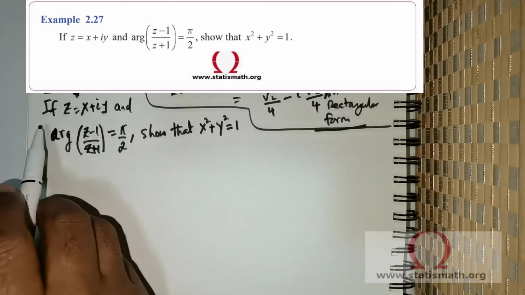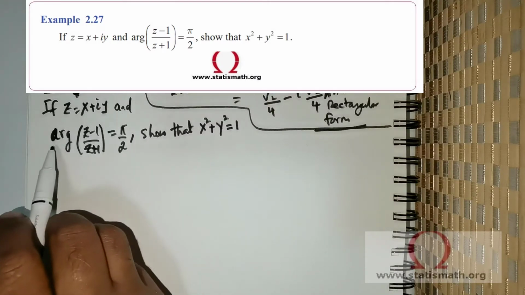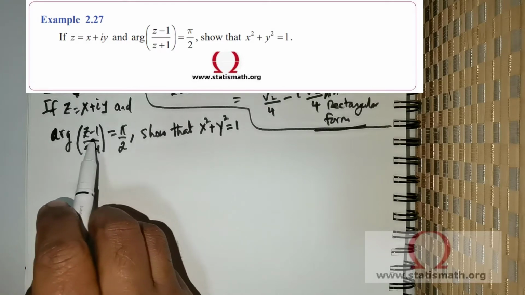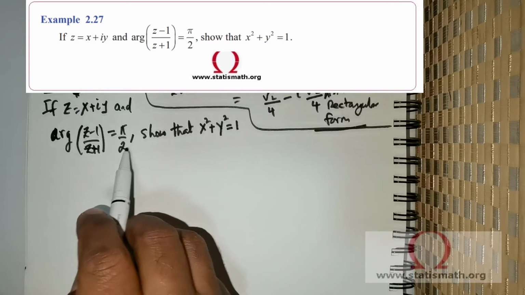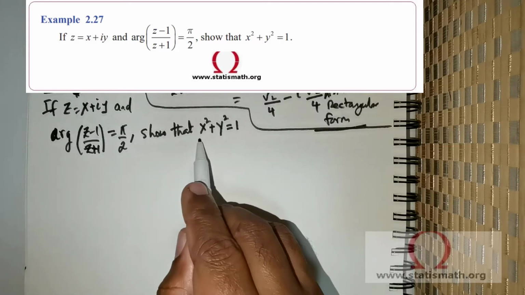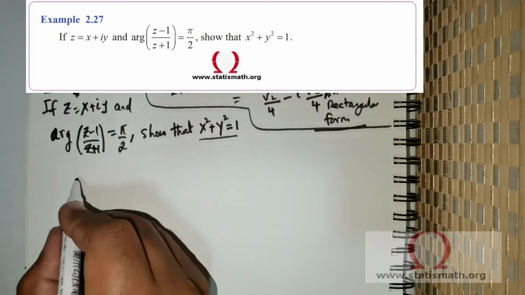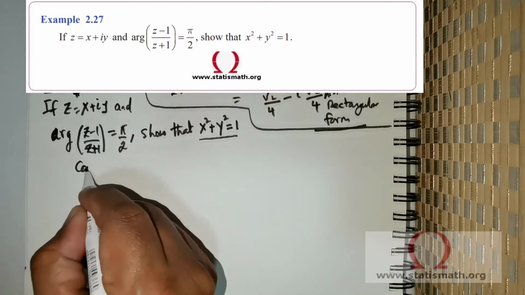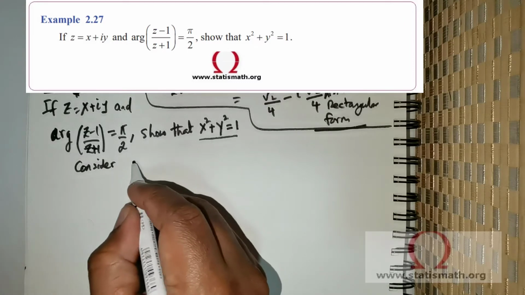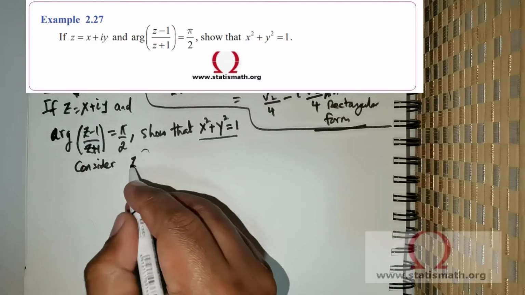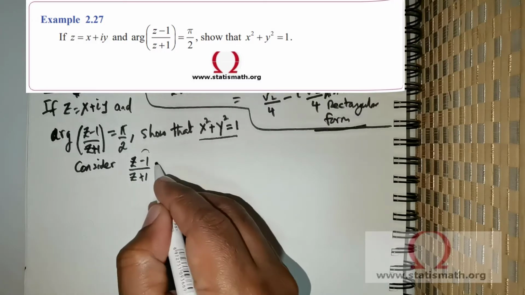Students, we are given this question. If z is equal to x + iy and the argument of (z − 1)/(z + 1) is equal to π/2, we are expected to show that x² + y² is equal to 1. So foremost, we are going to consider (z − 1)/(z + 1).